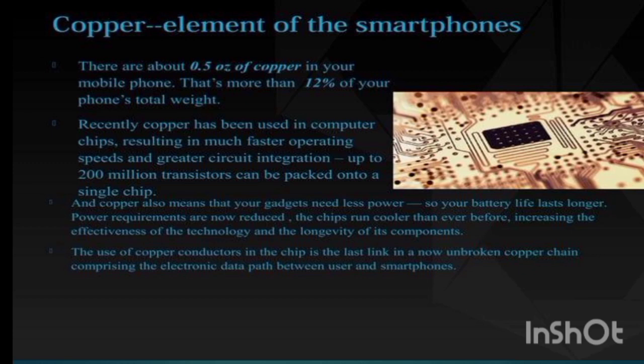Copper element of the smartphone. There are about 0.5 grams of copper in your phone. That makes up more than 12% of your phone's total weight. Recently, copper has been used in computer chips, resulting in much faster operating speeds and greater circuit integration. Up to 200 million transistors can be packed onto a single chip. The use of copper conductors in the chip is the last link in an unbroken copper chain comprising the electronic data path between user and smartphone.